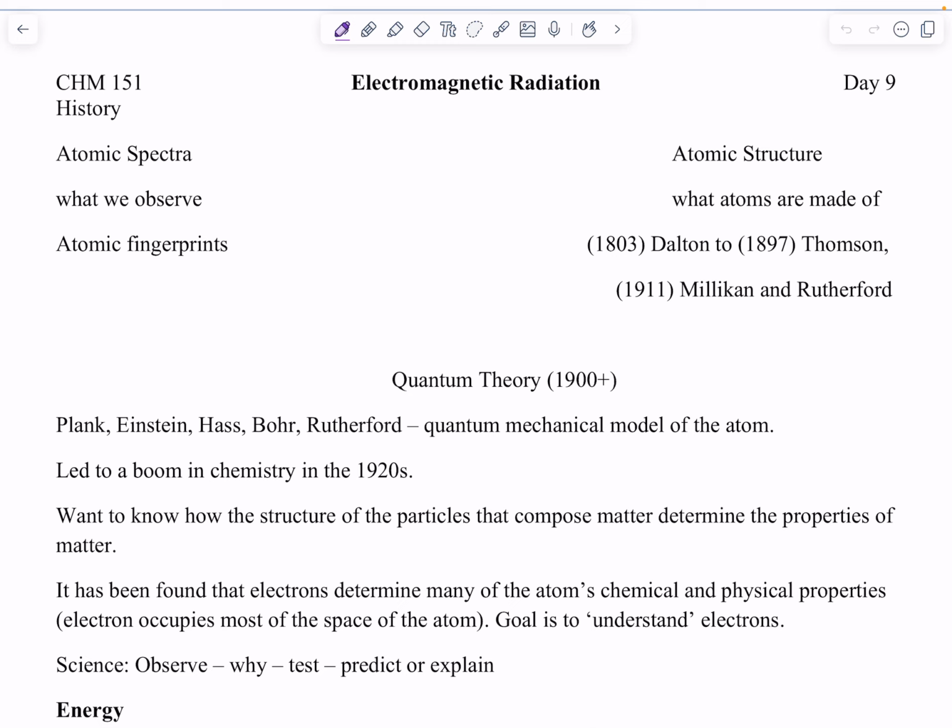We've got day 9. So we're going to talk about electromagnetic radiation, and we're talking about first the history. So there's two kind of things that happened. Most of our history is from 1800 on for chemistry here. And the first thing on the left here, atomic spectra. So what are atomic spectra? We'll learn this soon.